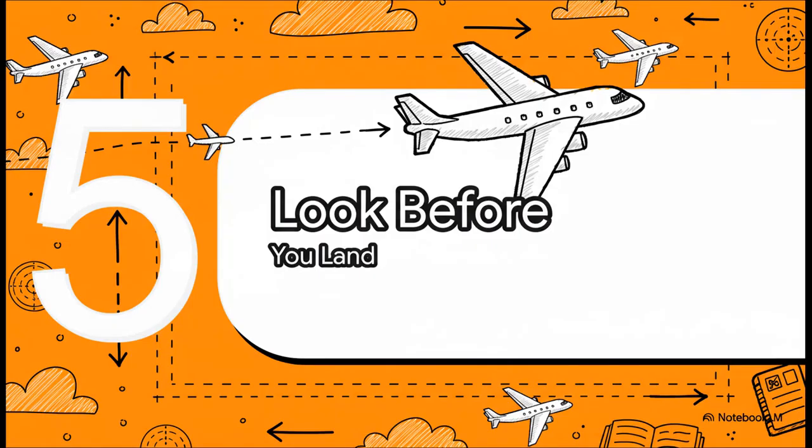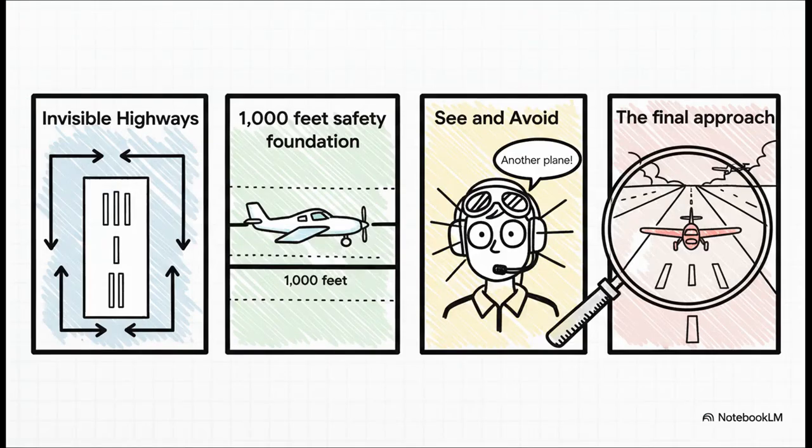Okay, so after all that, what are the big takeaways? How does this whole invisible system really work to keep us safe up there? It really all boils down to just a few key things. First, traffic patterns are those invisible highways that prevent total chaos. Second, that 1,000-foot altitude, that is the magic number for safety. Third, a pilot's most important job, above all else, is to see and avoid other planes. And last but not least, we know from the data that the final approach is the most critical part of the flight where you have to be the most careful.